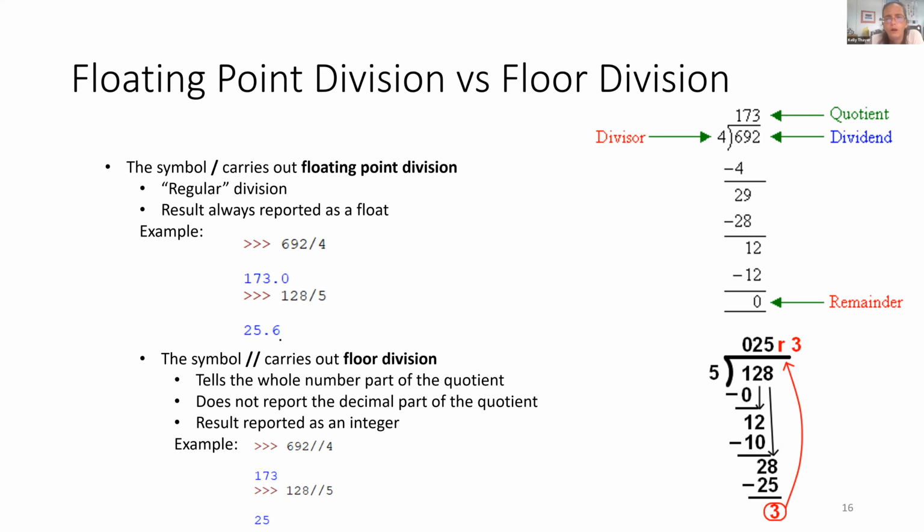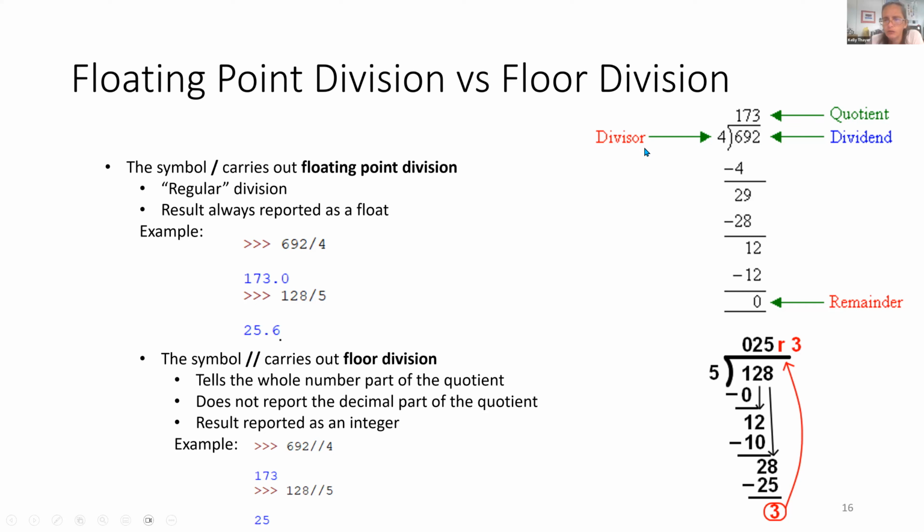So remember we had those division symbols, and we had the single slash for the normal regular division, and there was also this other curious symbol with the double slash. And so now let's come back to that and discuss the 2 kinds of divisions that Python is able to carry out. So floating point division is the ordinary regular division.